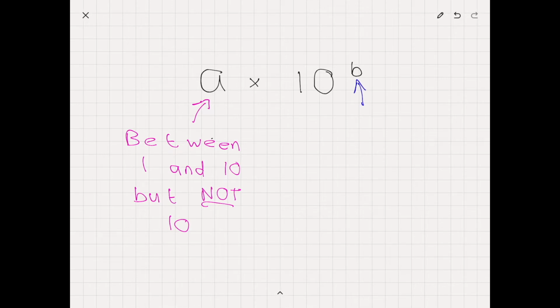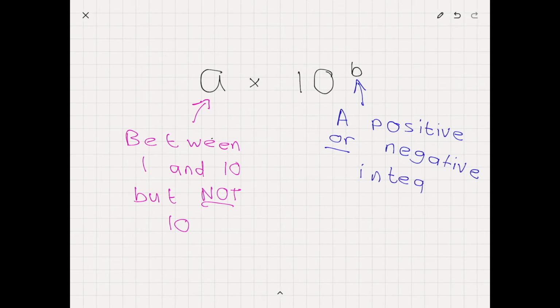So with b, let's go for a blue flavour here. b is basically a positive or, very important here, negative integer. Now integer is just a really fancy maths word for whole number. So it's a positive or negative integer. It really is like, this must be a whole number.